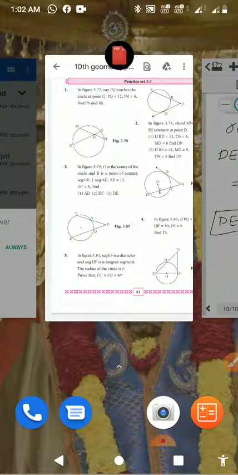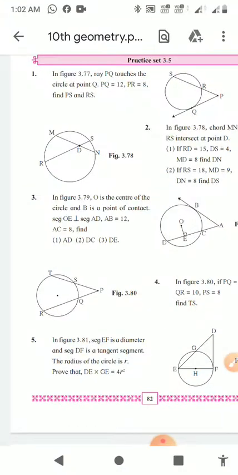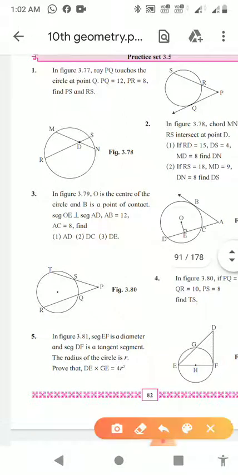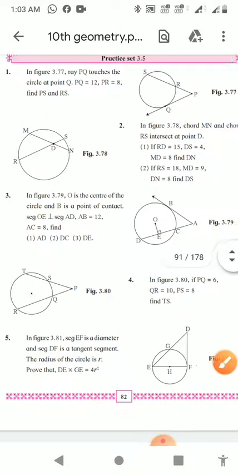So in this case you will get three answers. AD is found to be 18 units, DC is found to be 10 units, and DE is found to be 5 units. Okay, the key concept of this question is that we have to use the tangent segment secant theorem. Now we will see the remaining two questions, question number 4 and question number 5.